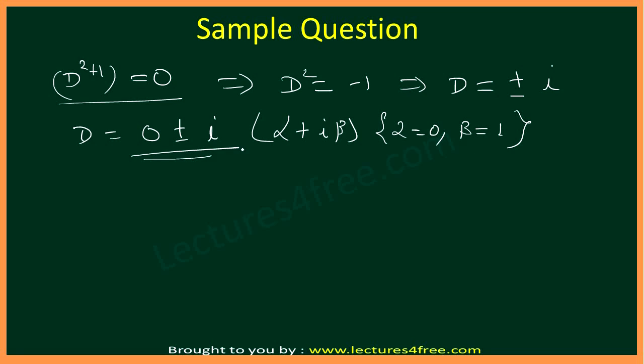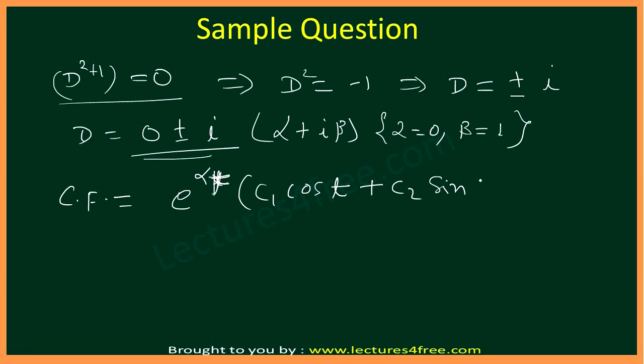So in these cases, where the roots are a pair of imaginary roots, our complementary function is like this. The complementary function will be e to the power alpha x, but here our independent variable is t, so we will write e to the power alpha t, c1 cos t plus c2 sin t.